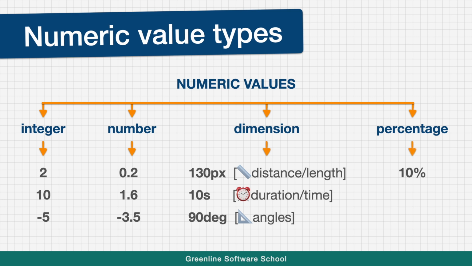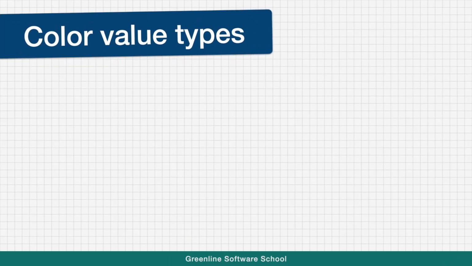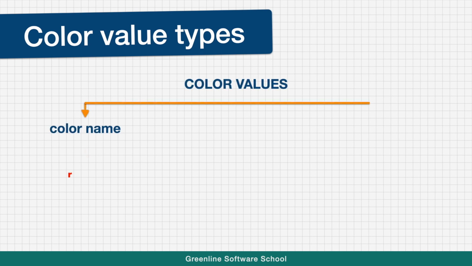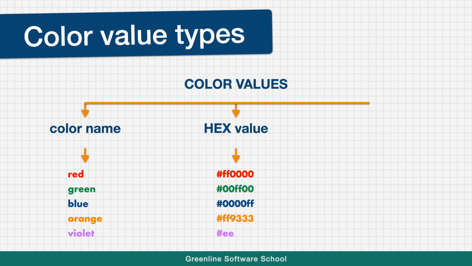Percentage values are always relative to another quantity and indicate a value that is some fraction of another reference value. There are different ways to set color values. It can be a color name, HEX format, RGB format, or other format.